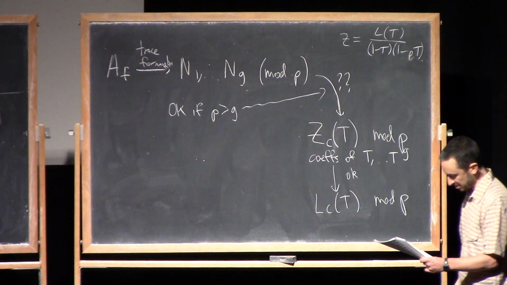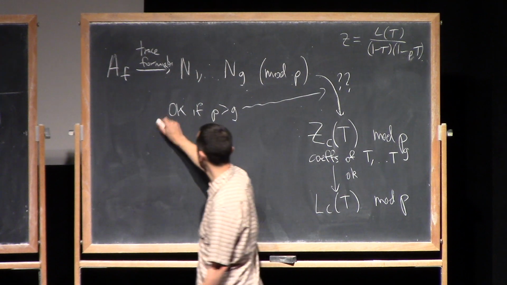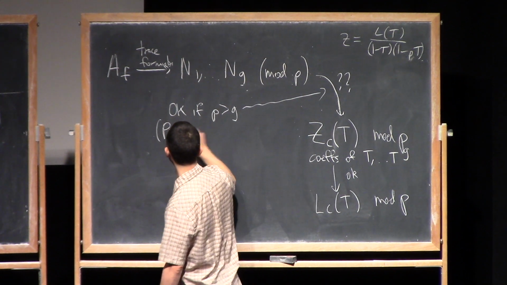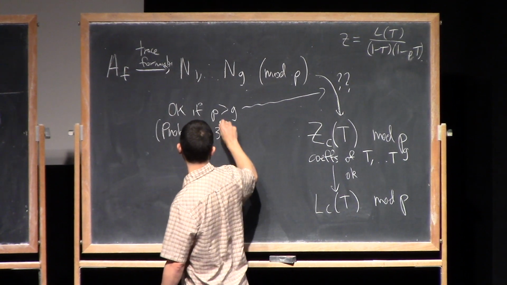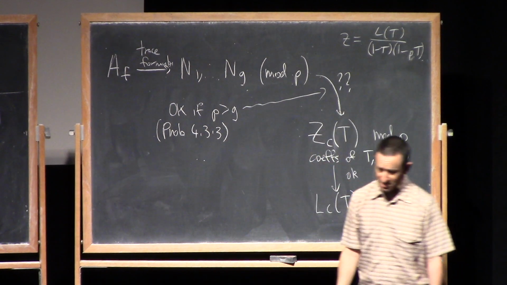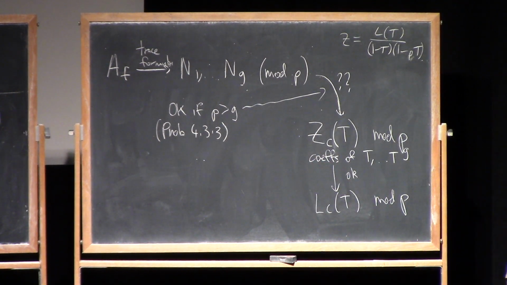And this is discussed in a problem, problem 4.3.3. The reason is basically that these denominators are not divisible by p, so there are no problems. Okay, no surprises.